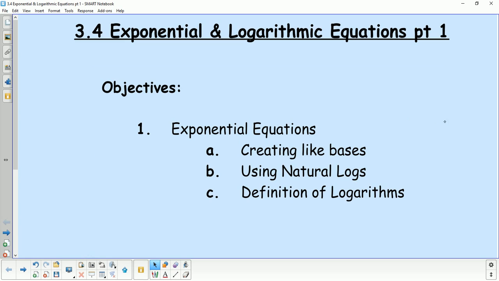Alright guys, so 3.4 exponential and logarithmic equations. This is going to be part 1, and part 1 is going to be all about exponential equations, so we're only going to look at half of it right now. And we're going to have 3 ways that we can solve exponential equations. We're going to either create like bases, use natural logs, or then use the definition of logarithms, which is a pretty big part of why we even use them.